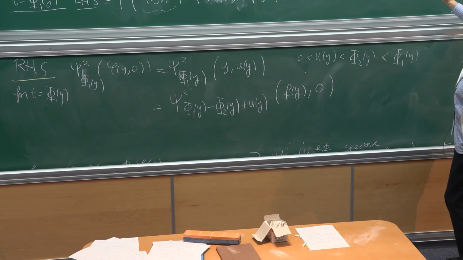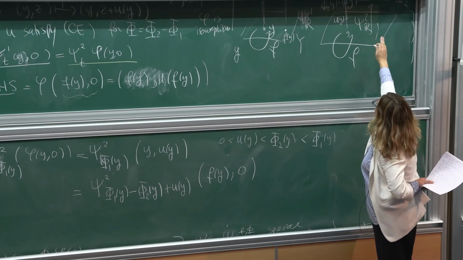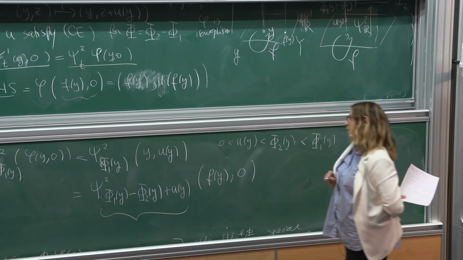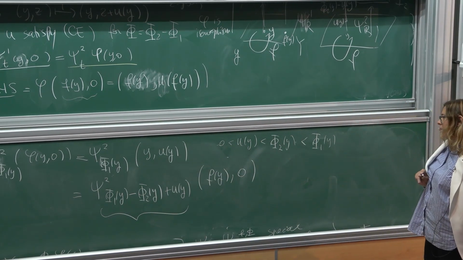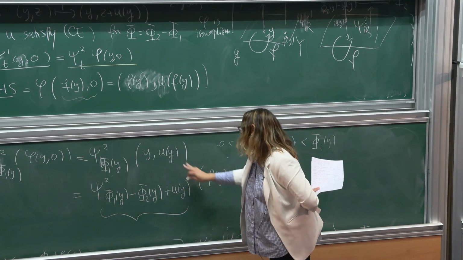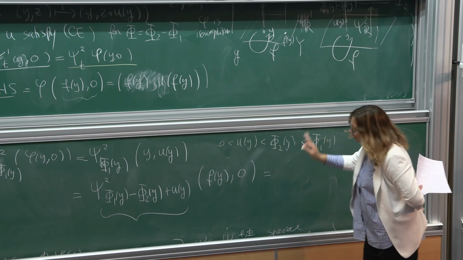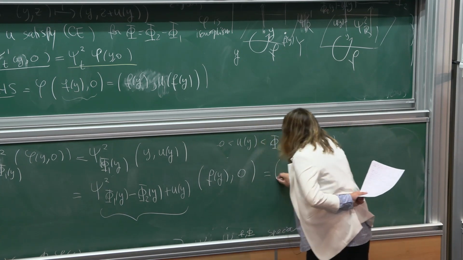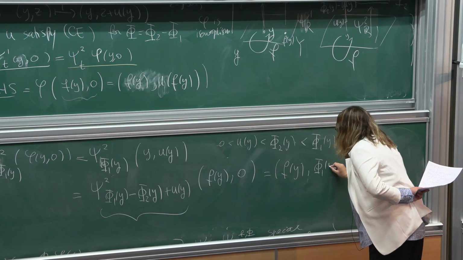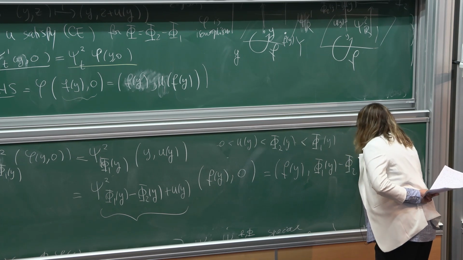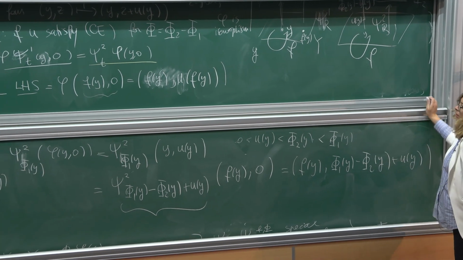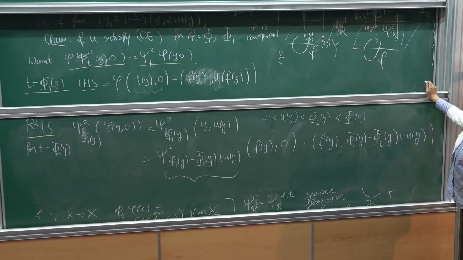So first I flow what brings me to the bottom, to the base. And now I still have to flow by this amount. And again, I'm assuming that this is a special case, but if I'm not yet at the top, maybe it's going to be this. And then here I have phi1 of y minus phi2 of y plus u of y. This is what I wanted to get.